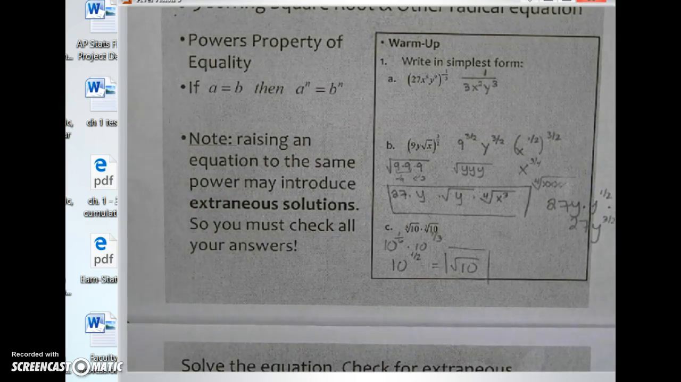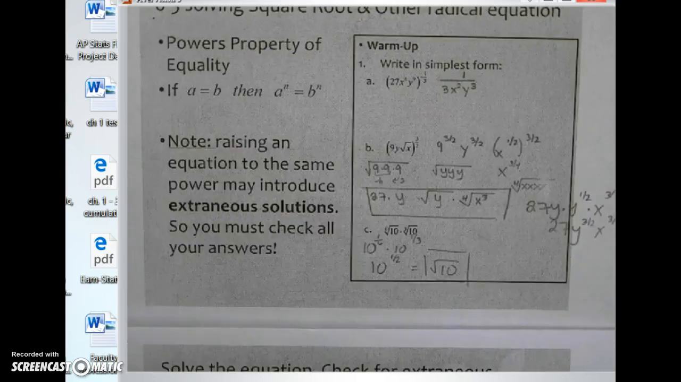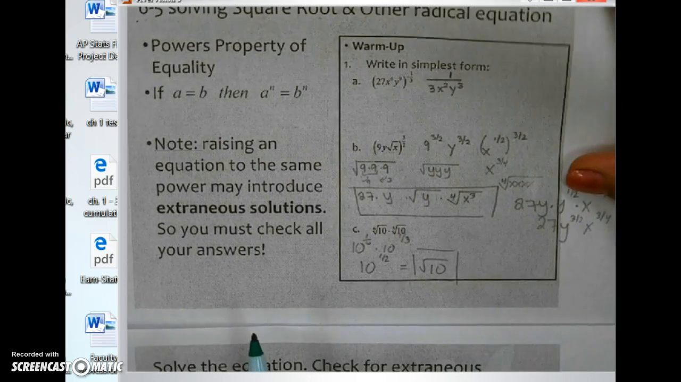Remember, extraneous solutions are solutions that would make you have a statement that's untrue when you plug it into the original equation, like the square root of 25 equals -5. Not true. For absolute values, it would be saying like the absolute value of a number equals a negative number. So anything that would make the original equation not true would be extraneous.